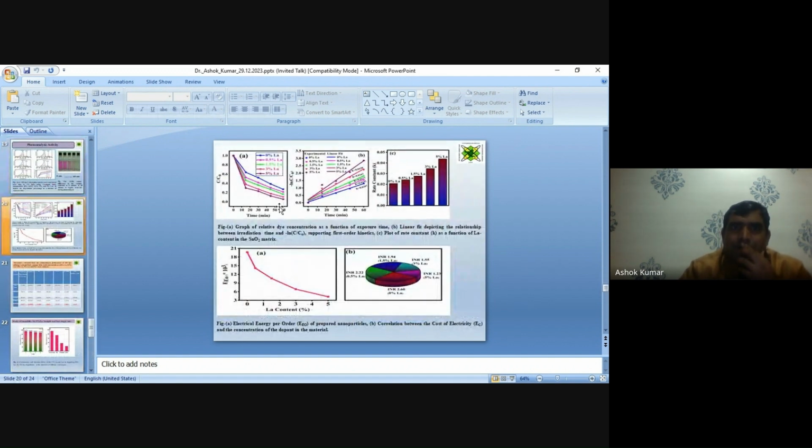We can see here the relative concentration of dye is decreasing with time, and the maximum degradation has been observed in the sample with the maximum, that is 5% lanthanum ion. And we have calculated the electrical energy per order for time t of 90 minutes, and this is also decreasing with the lanthanum concentration. This electrical energy per order is minimum for the sample with 5%.